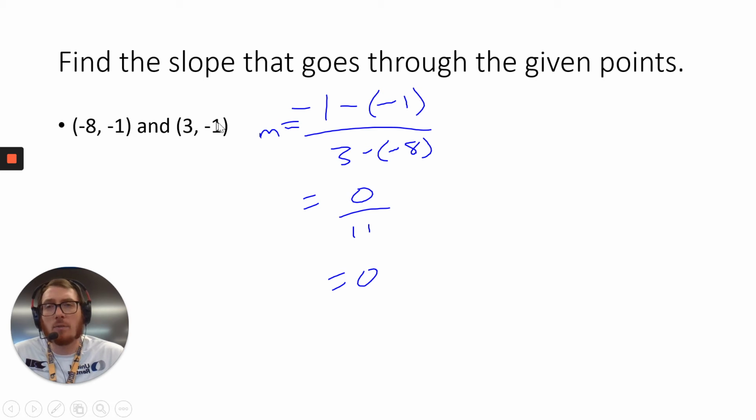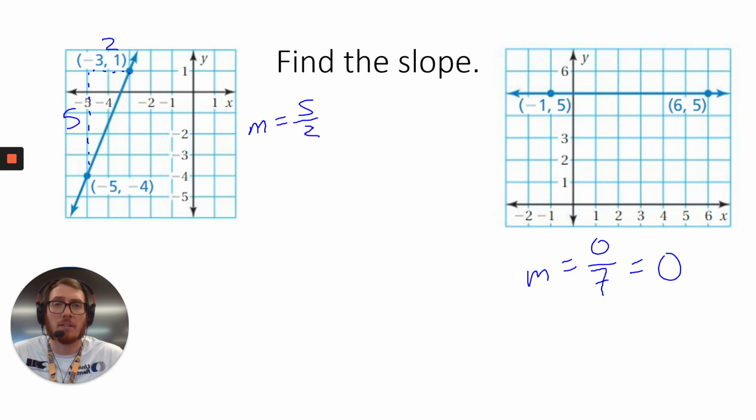For the next one, y2 is -1 minus y1, which is also -1. -1 minus a -1 is 0 because it's really keep, change, -1 plus 1 with the minus a negative. And that's 0 over 11 for the bottom being from 3 to -8, or the difference in those two numbers, which is 11. Your slope then is 0, which remember 0 is a horizontal line like the previous example we did here. So horizontal lines, 0 slope, vertical lines, undefined slope.